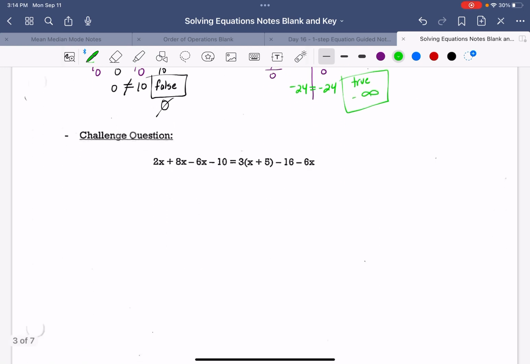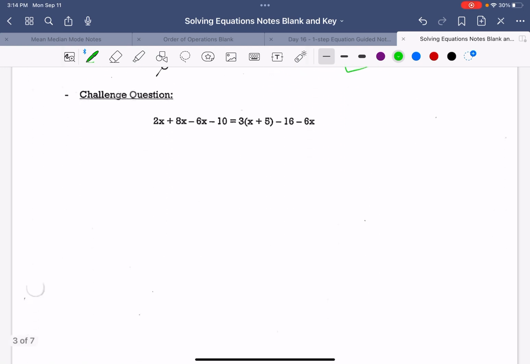Now, if you want, go ahead, try the challenge problem. Come up to me, show me your work. Otherwise, come up to me and grab your homework, and I will help you get started on that.